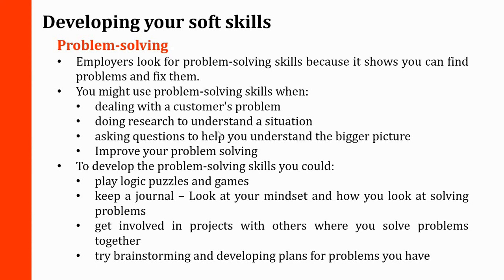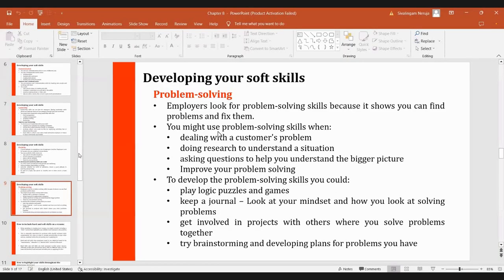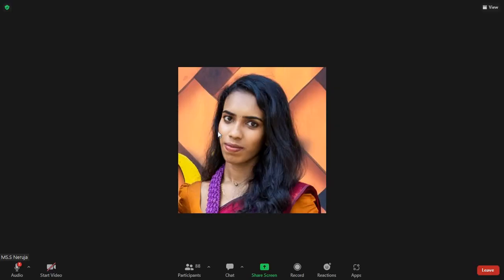Get involved in projects with others where you solve the problem together. When you need to solve a problem as a team, you have to get involved with other people and try brainstorming and developing a plan for the problem you have. You can engage in a brainstorming session, talk to other people, get their ideas, discuss those ideas and choose the best idea to solve that issue. Okay, so these are the things you can do to develop these soft skills. Some parts are remaining and we will look into those parts in the next class.